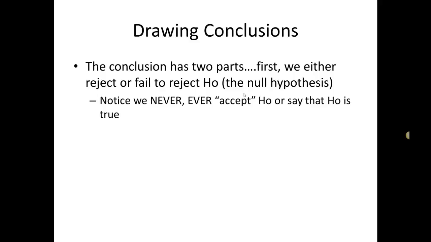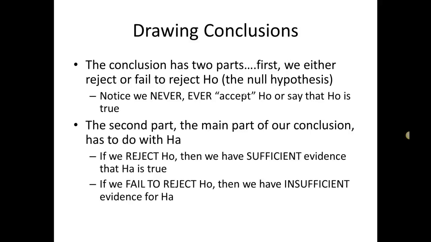When we're writing our conclusion about hypothesis tests, the conclusion has two parts. First, we're either going to reject or fail to reject the null hypothesis. So something to note is that we never, ever, ever say that we accept the null hypothesis. And we never say that the null hypothesis is true, ever. No matter what our p-value is, no matter what our data is, we don't say that the null hypothesis is true. The second part of our conclusion is all dealing with the alternative hypothesis, because the alternative hypothesis is really why we were doing this test in the first place.